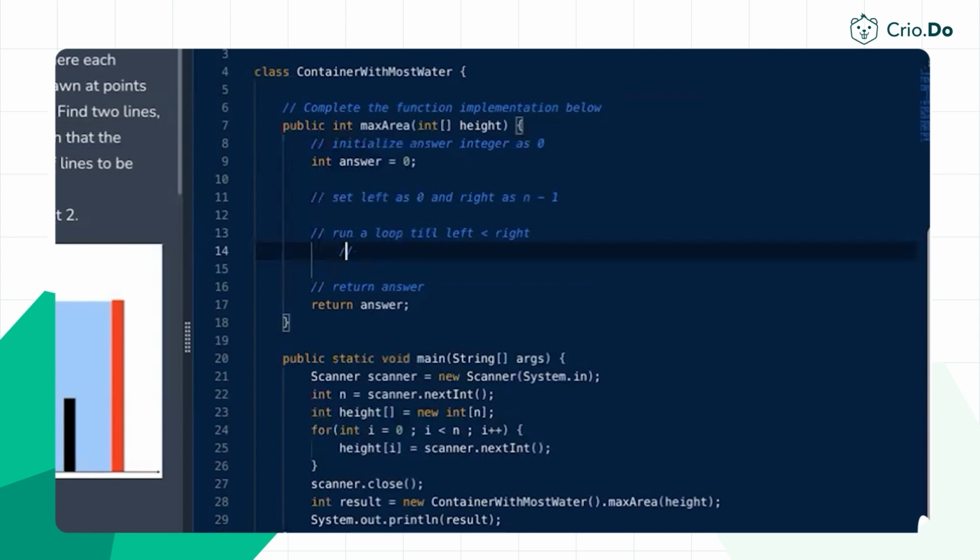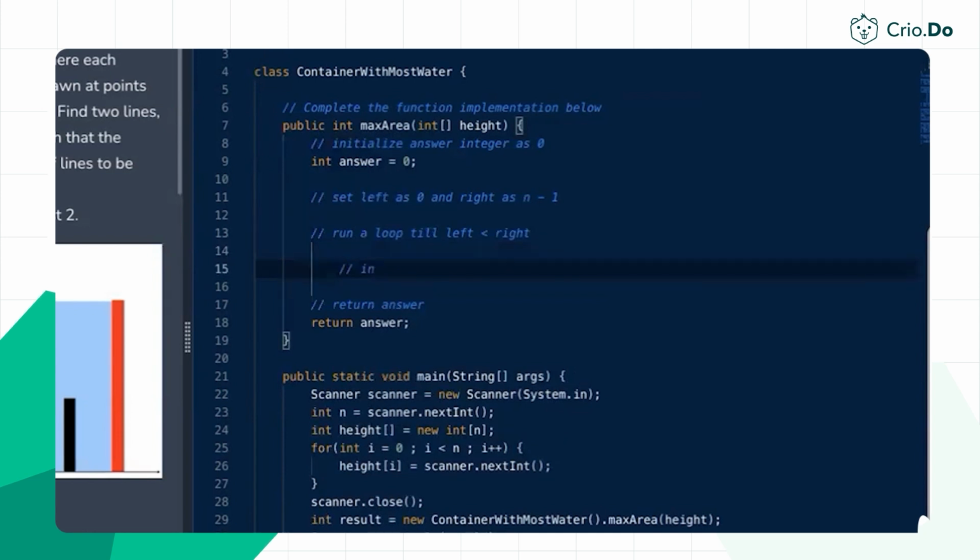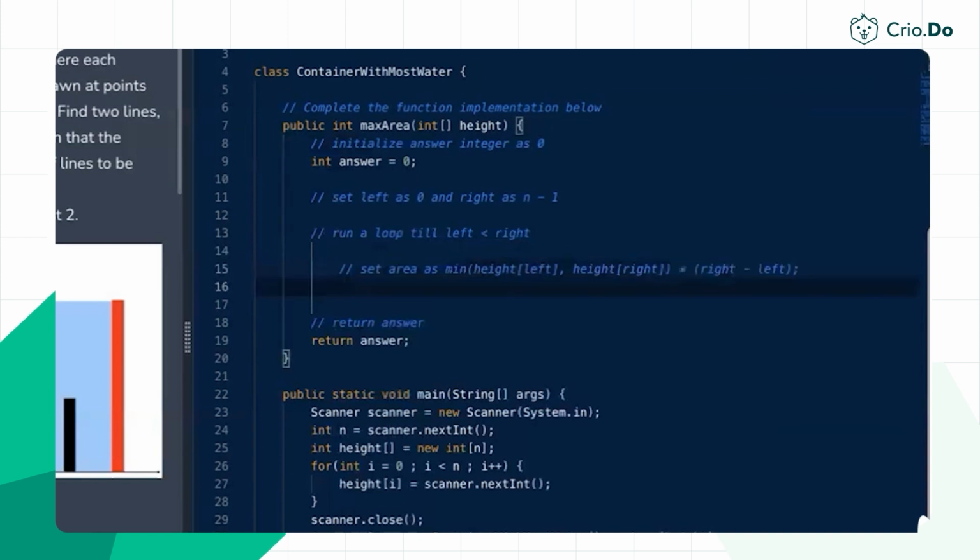We have to check what is the area right now. So set area as what? Set area as the formula which we discussed, that is minimum of the array of left, or you can say the height at left, comma the height at right, the minimum of the heights into the distance between them. And what will be the distance? The distance between right and left bars will be right minus left. That is a positive distance. So set the area as the minimum height into the distance.